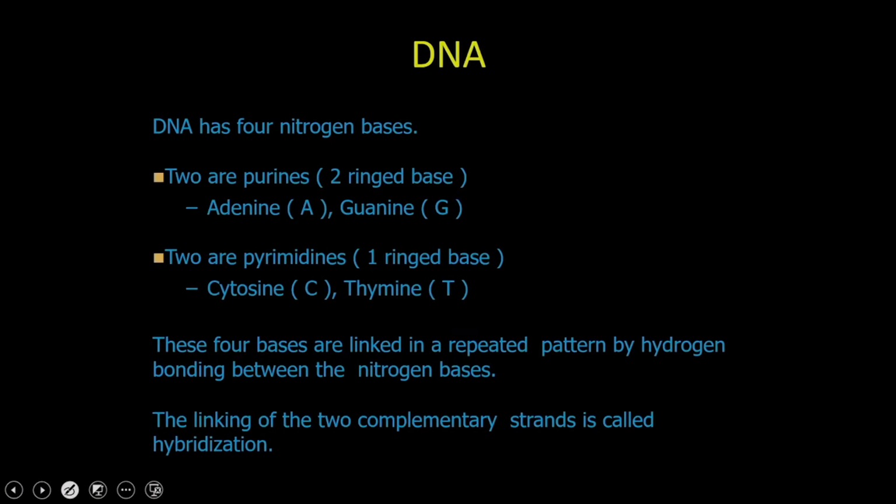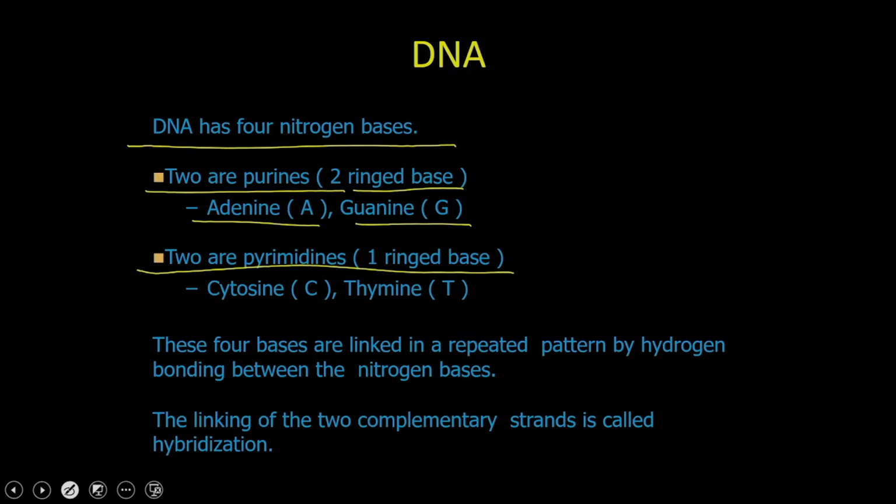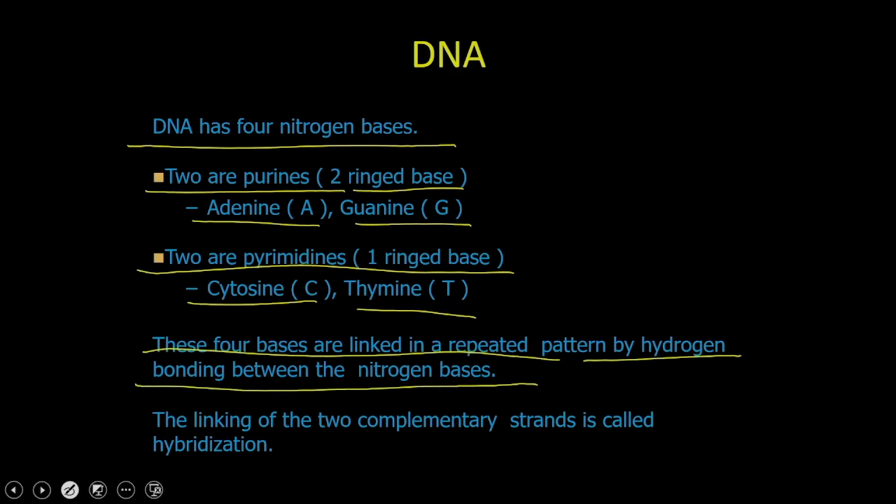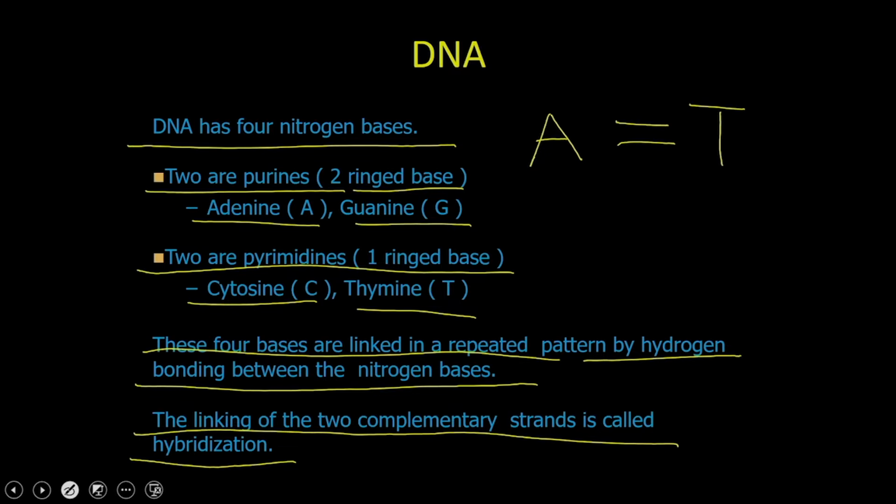DNA has 4 nitrogen bases. You have the 2 purines, the 2 ring bases, adenine and guanine, and then you have the 2 pyrimidines, cytosine and thymine, and these 4 bases are linked in a repeated pattern by hydrogen bonding between the nitrogen bases. The linking of the 2 complementary strands is called hybridization. So, A makes a pair with T and G always makes a pair with C.